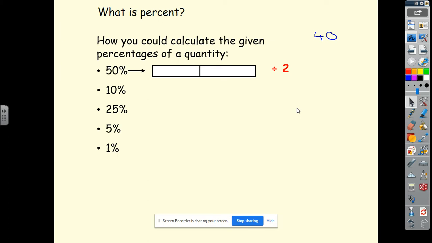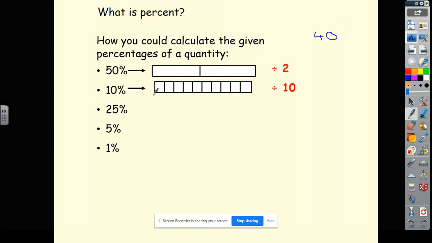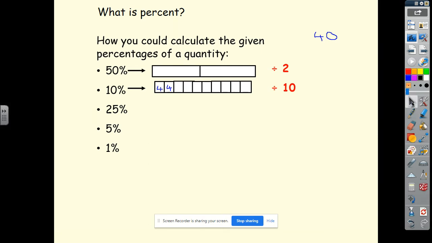So what about 10%? Well, this is why we had that recap on our place value. Now we know that 10% goes into 100 10 times. So if I needed to find 10%, I just need one of these. I need to divide it by 10. So if we go back to that example of 40, if I was to divide that by 10, each of these would be worth 4. And it would be 4, 8, 12, 16, 20, 24, 28, 32, 36, 40. Okay, let's have a look at the next one.